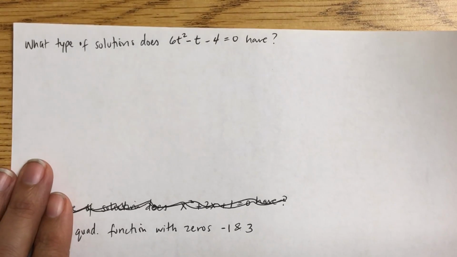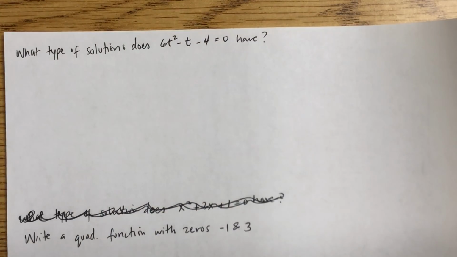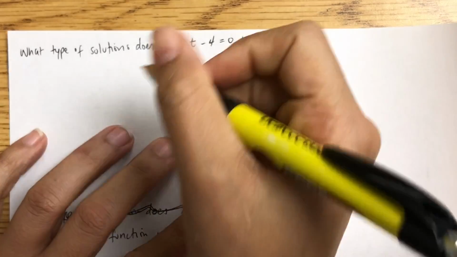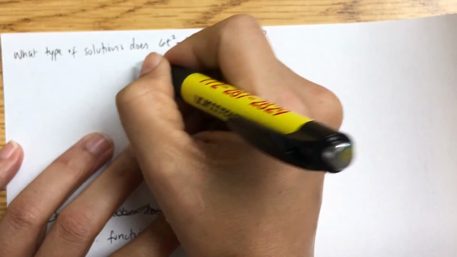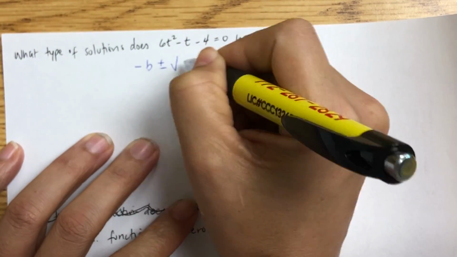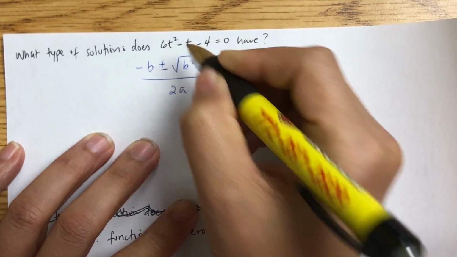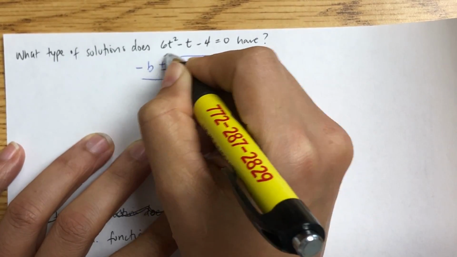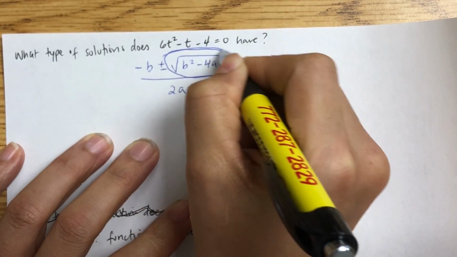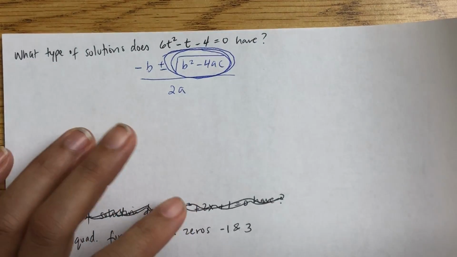All right, what type of solutions does this have? So remember, to figure out how many solutions it has, you have to use the discriminant, which is part of the quadratic formula. Just to remind you, by now you should really know this formula. The discriminant is just this part right here.